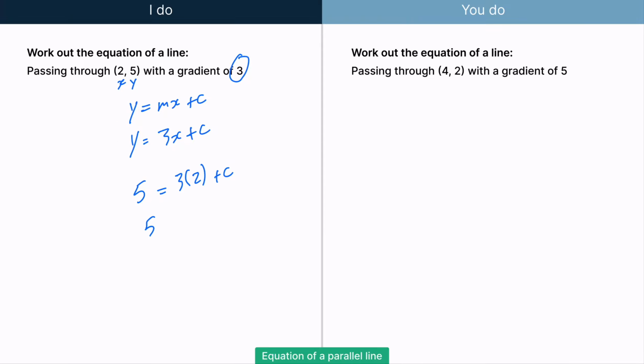So that's saying 5 is equal to 6 plus c. That means c is equal to -1. So my final answer is y is equal to 3x minus 1.